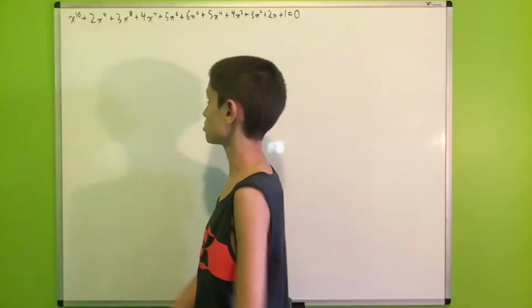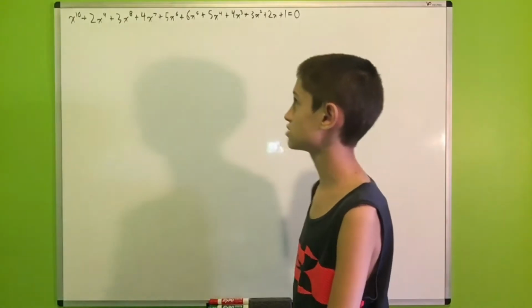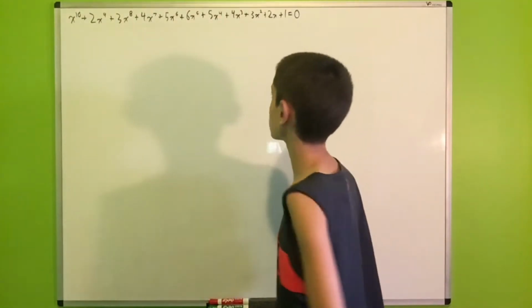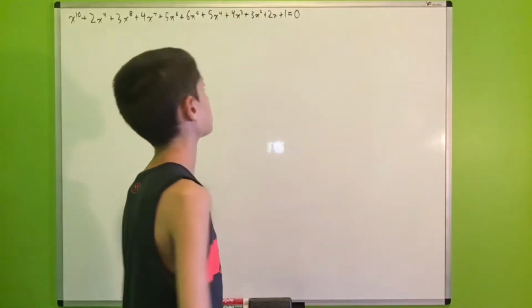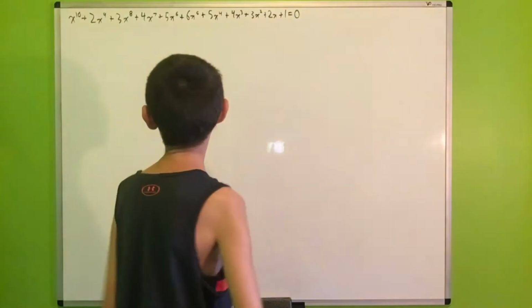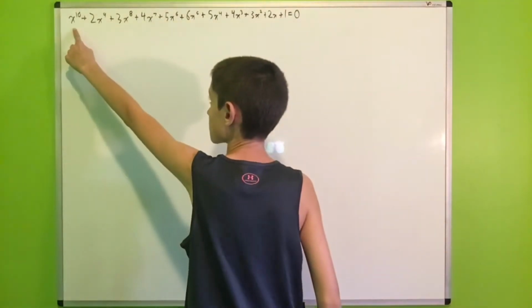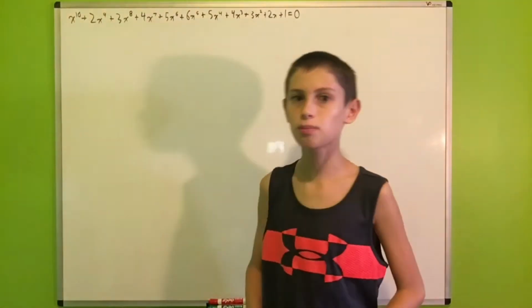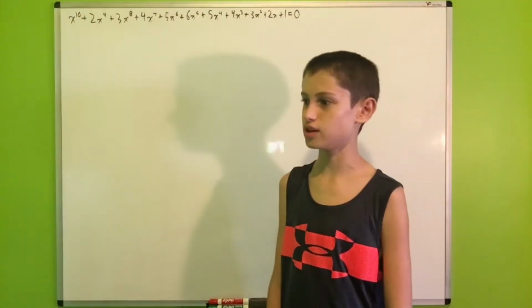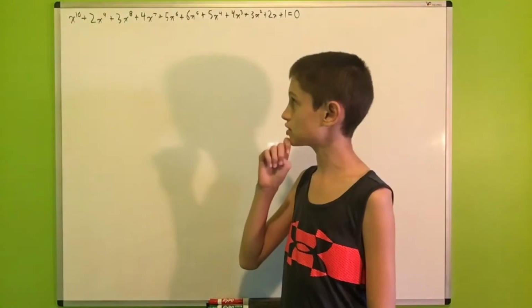x to the 10th plus 2x to the 9th plus 3x to the 8th plus, I won't say all of this because it will take way too long, skip to the end, 3x squared plus 2x plus 1 is equal to 0. And yes, it is indeed a decic polynomial, a degree 10 polynomial, but it is still solvable, because otherwise why would I have made this video? So let's see how we can solve it.